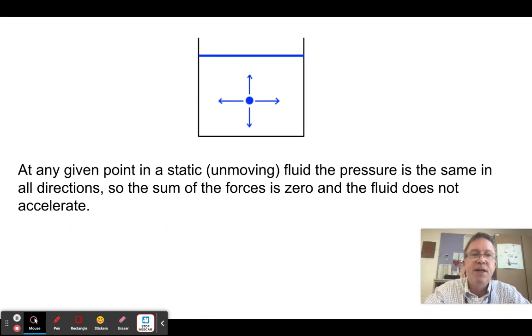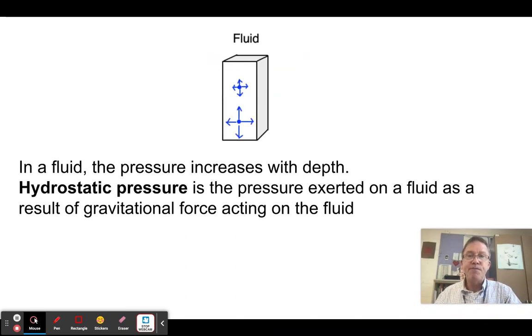Okay, let's move on. At any given point in a static fluid, so a static fluid is one that's not moving, it's just at rest, the fluid pressure is going to be the same in all directions. So pick any particle, any part of the wall, the pressure is always going to be the same in all directions. Otherwise, this particle wouldn't be static, would it? If there was more force in one direction than the other, it would move. So that's one of the central ideas of static fluids: at a given point in the fluid, the pressure is the same in all directions.